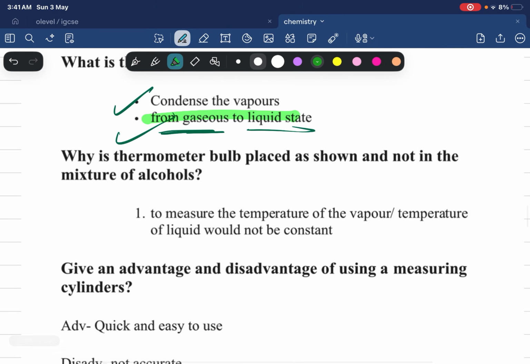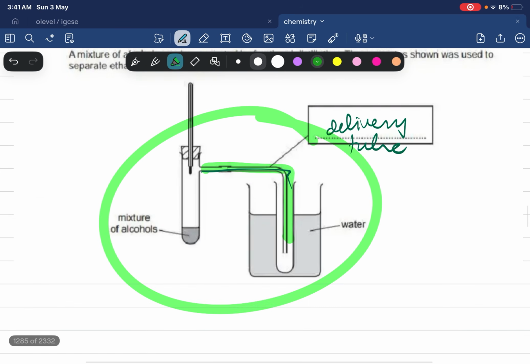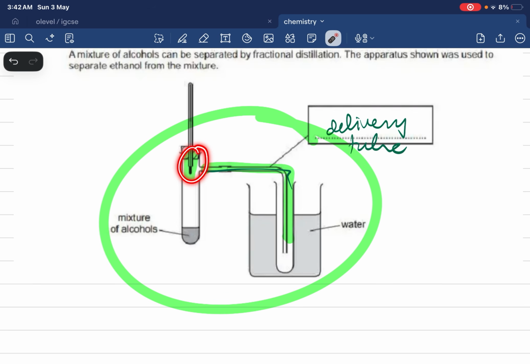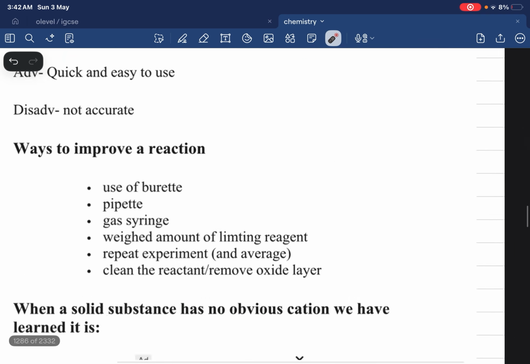Why is the thermometer bulb placed as shown and not in the mixture of alcohols? Again, why is the thermometer placed here, not in the mixture? Because look, what's the purpose of the thermometer? It's to measure the temperature of the vapors. If it's inside, it's going to measure the temperature of the alcohol. We don't need the temperature of the alcohol. We need that of the vapors that are going to come from here. So that's the point.